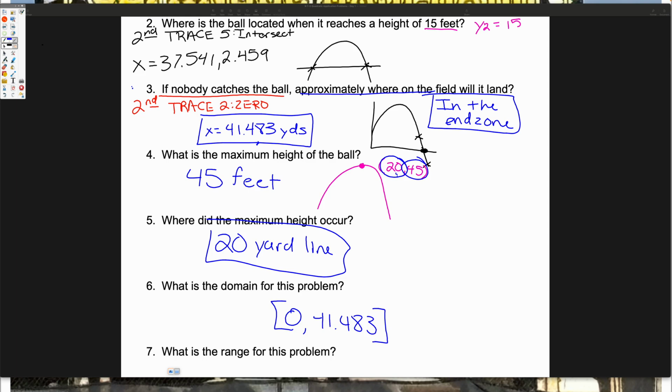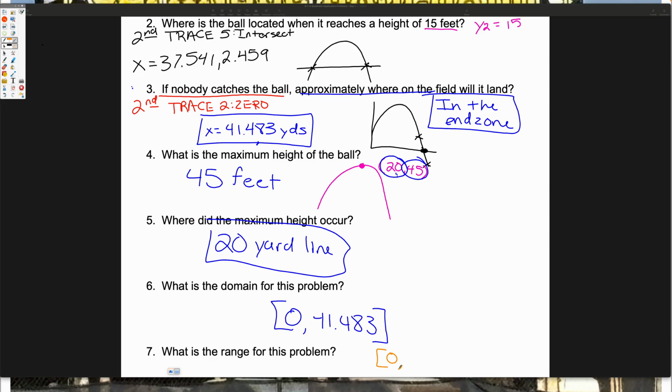And then lastly, number 7, the range for this problem, the y values. What's the lowest y value I can have in this problem? Y values are my height, right? So what's a height of 0? If the football has a height of 0 right now, said it earlier, it's on the ground, right? So that's just my starting point. We can't start below the ground. The lowest it's ever going to be is on the ground, so 0.